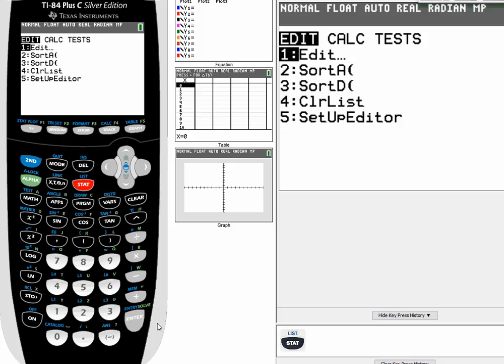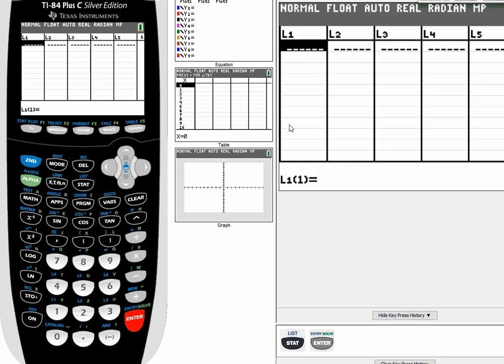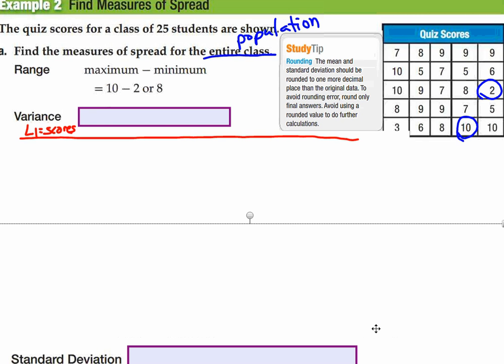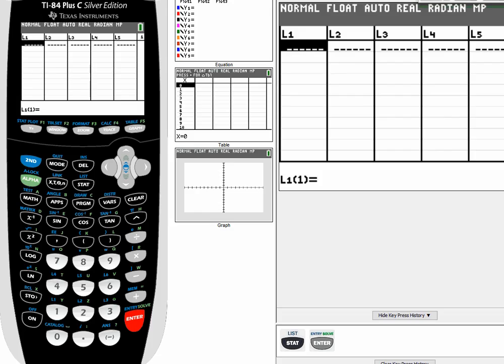So again, we'll go to Stat, Edit, and then in list 1 you're going to enter the numbers that are here. And let's see, I'll go like this so you can see them. I'll freeze the board, and then I'm typing them in kind of as you are as well. So type those 25 numbers in list 1.